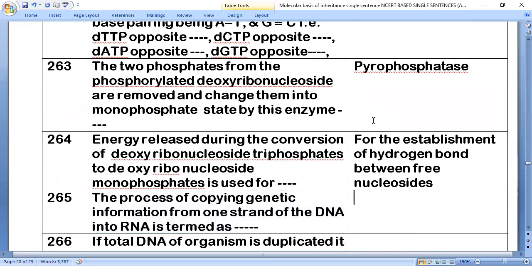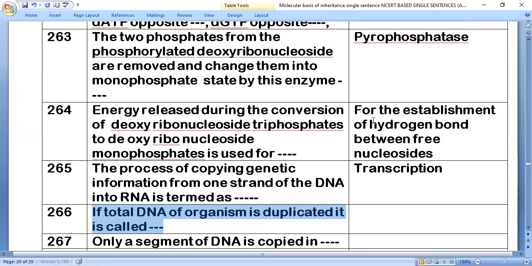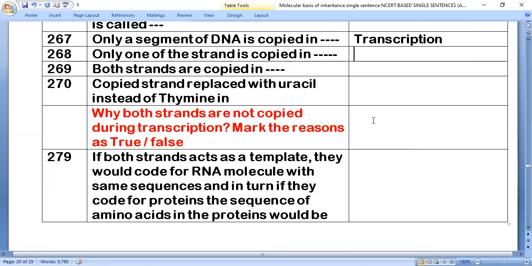The process of copying genetic information from one strand of the DNA into RNA is termed transcription. If the total DNA of an organism is duplicated, it is called replication. Only a segment of DNA is copied in transcription, and only one of the strands is copied. Both strands are copied in replication. In transcription, uracil is used instead of thymine.